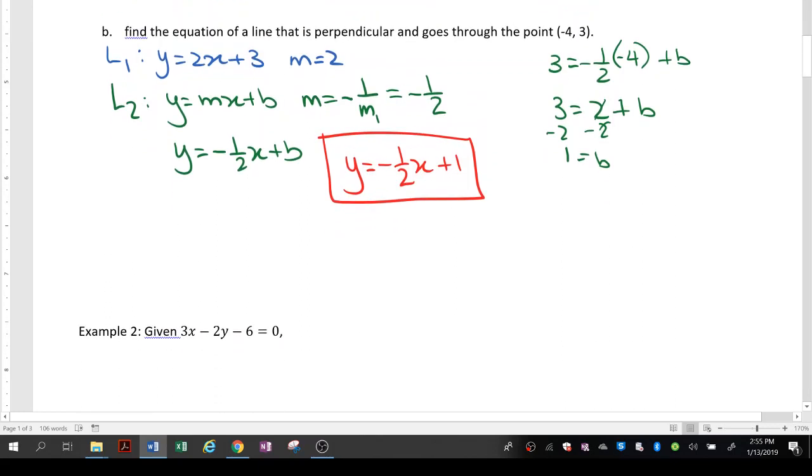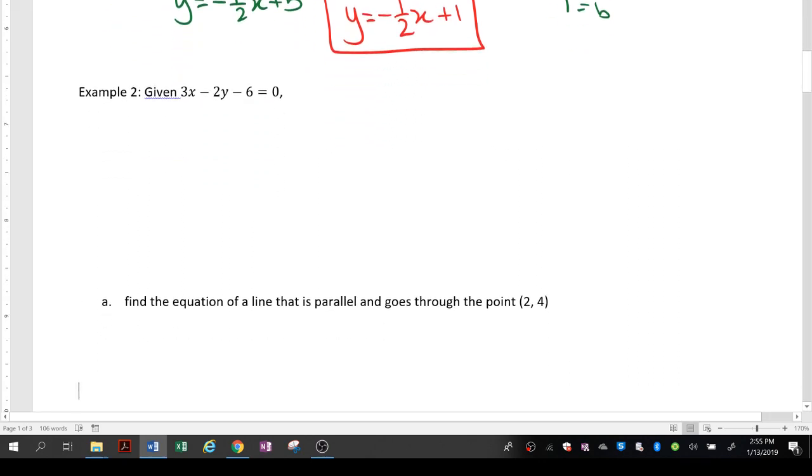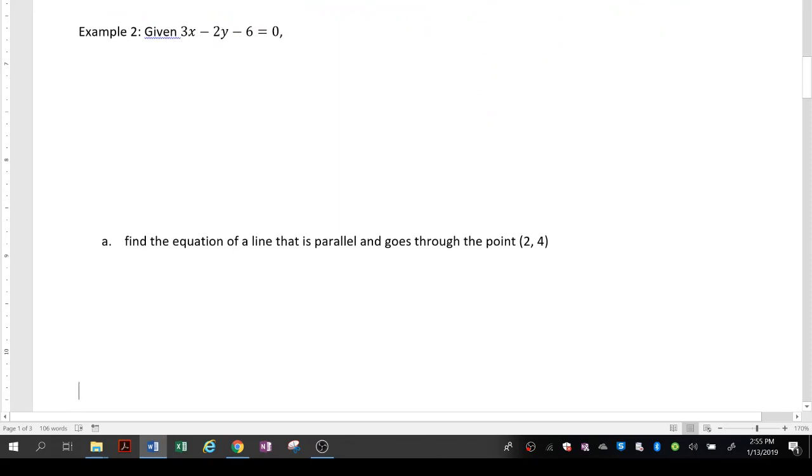Sometimes we are given an equation in general form, such as this one here, 3x minus 2y minus 6 equals 0. So we're going to start by converting this into the form y equals mx plus b. So we want to first convert this line so that we have our slope easily. So let's go ahead and do that.